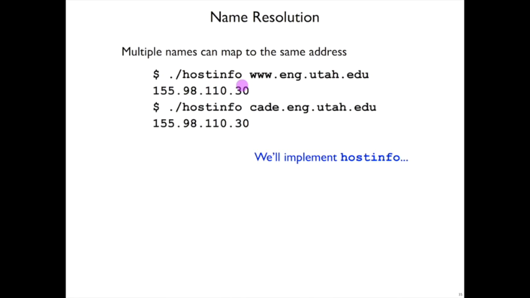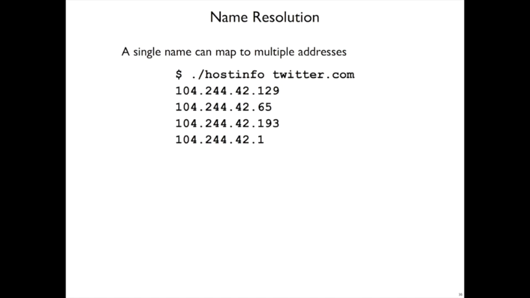Also, this host info program that I'm showing here, we're going to implement that. Now, not only can multiple names map to the same address, a single name can map to multiple addresses. So if you look up twitter.com, it turns out that's mapped to 4 different places right now. And the use of this is that different clients will pick various of those addresses to kind of spread out the work among different machines.